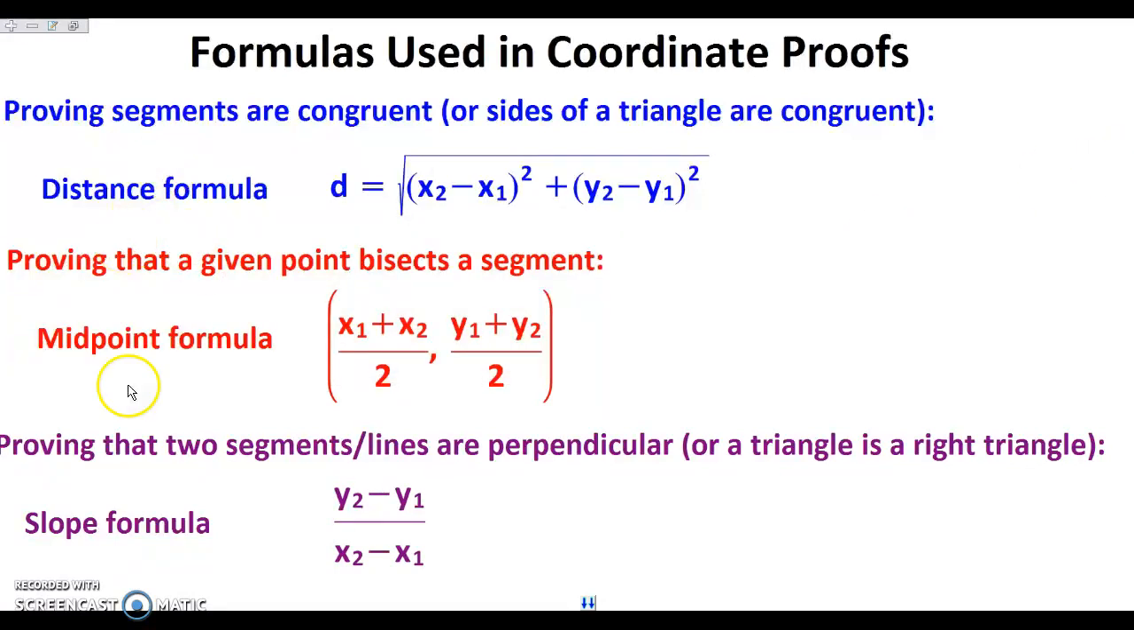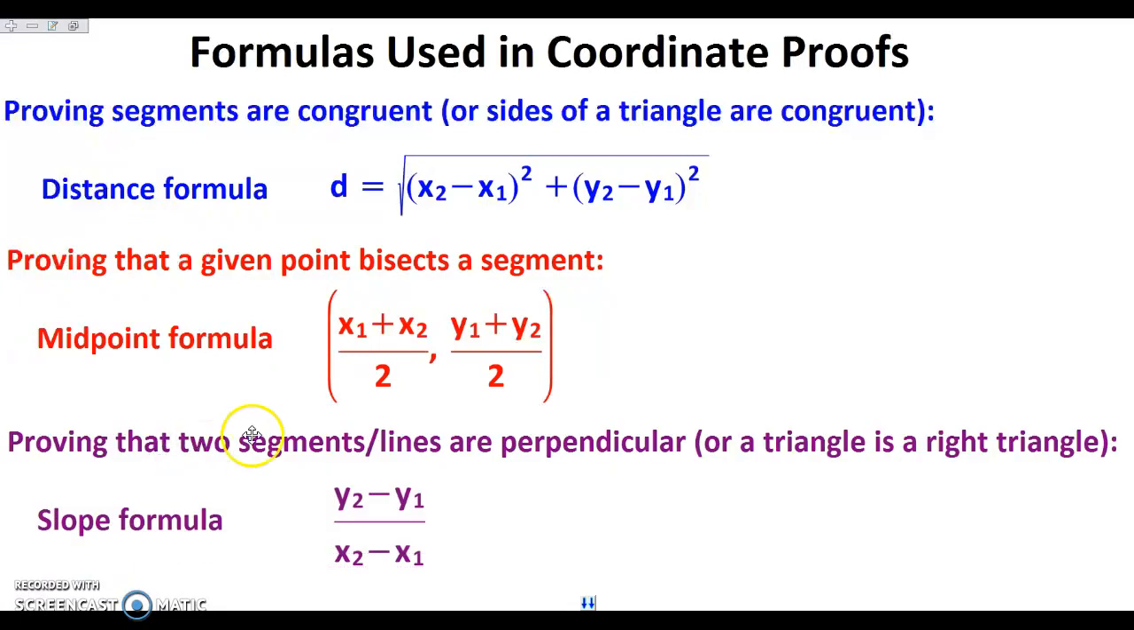here, let me slide these over. Some of these are getting off the screen. Okay, or if I want to show that there's a point that bisects a segment, or two lines are perpendicular. Okay, all of these formulas, which you already know and love, are back. So we've got distance formula, midpoint formula, and slope formula. All of these are coming back in this section, and they're going to help us show different things about different triangles or segments or things like that.